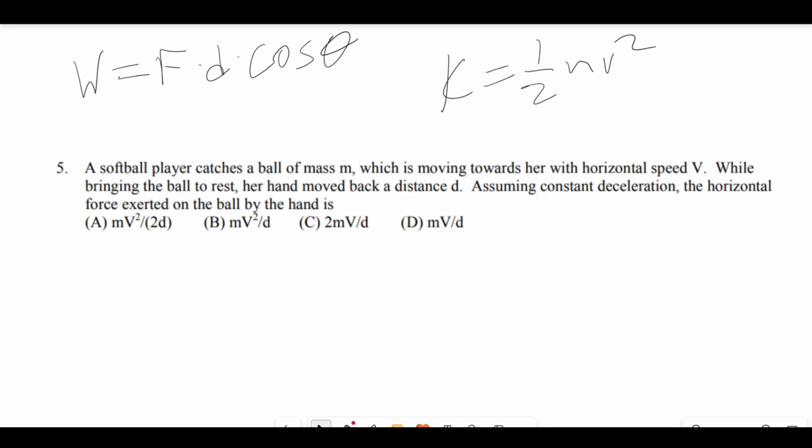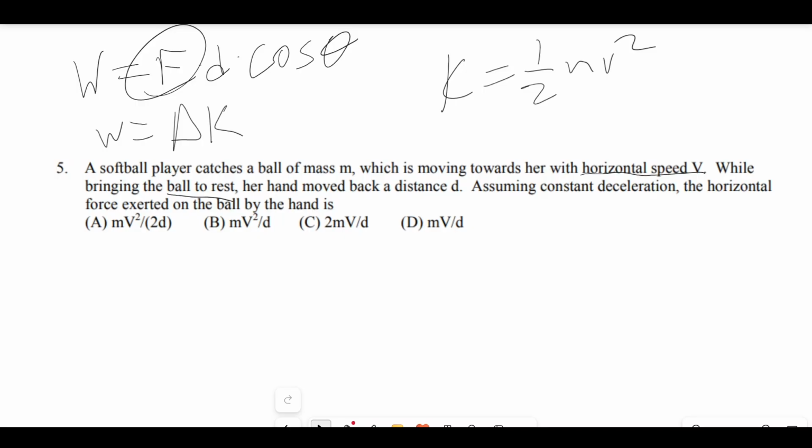And knowing that, we're going to go ahead and calculate what the value of the force is. The one thing that we need to know for this question is that work is also equal to the change in kinetic energy. And this equation right here is going to come in handy in this problem. The reason being, we know that the ball was initially traveling with the horizontal speed of v, and then it's going to come to a rest, meaning that v final is going to be 0.